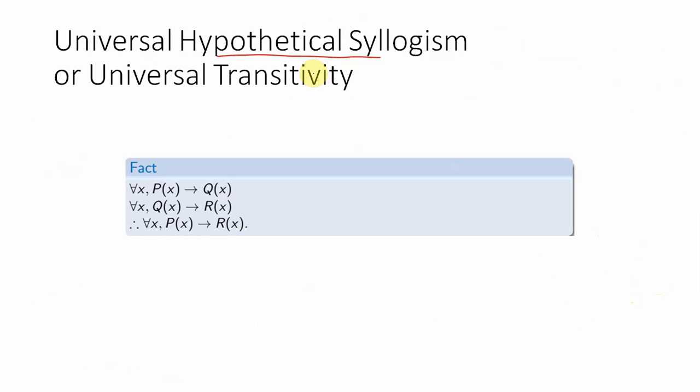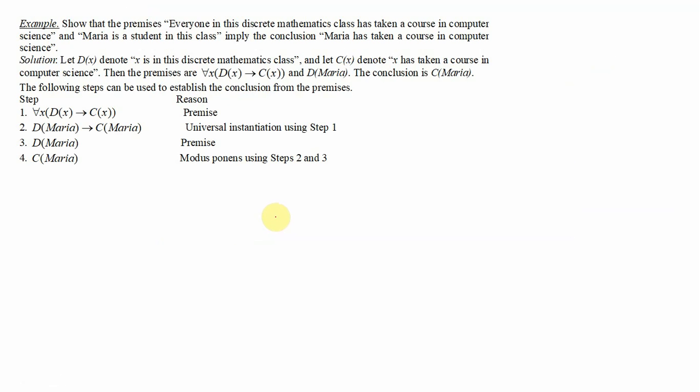Similarly, the hypothetical syllogism can also be defined for universal quantification. Once again, existential I cannot define. Only for universal quantification I can define hypothetical syllogism, also called universal transitivity. If px implies qx is true for all x, and qx implies rx is true for all x, then I can say for all the values of x, px implies rx.